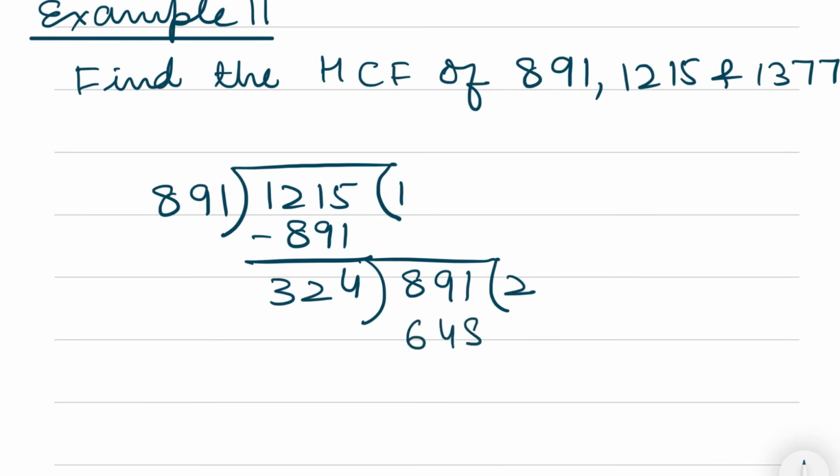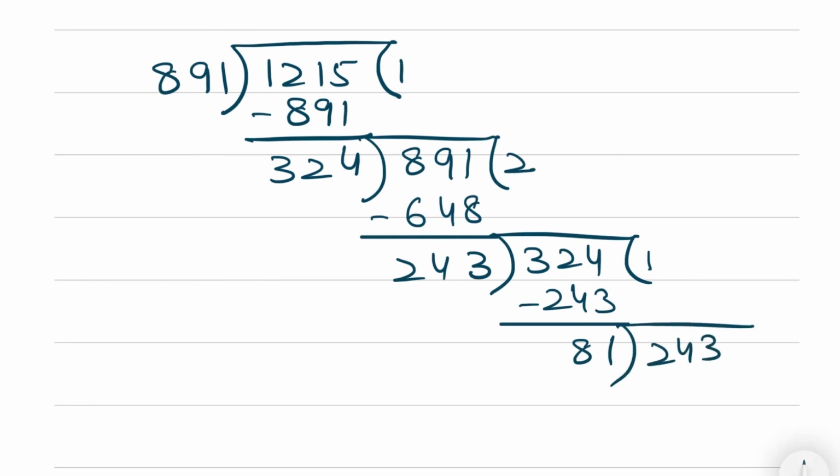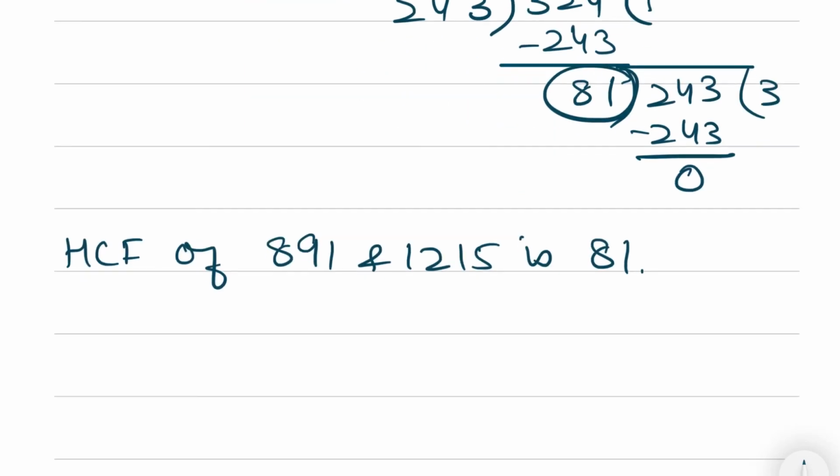So we have 648, subtracting, we get 243, and the previous divisor becomes the dividend here. This goes 1 time. So we have minus 243, subtracting, we get 81. The previous divisor becomes the dividend, and this goes 3 times. So 243, and the remainder is 0. So the HCF of 891 and 1215 is 81.